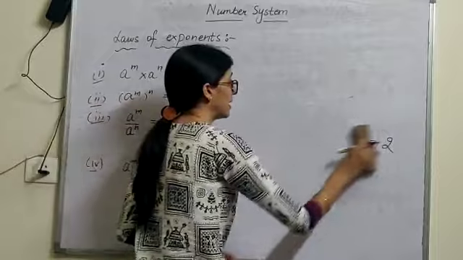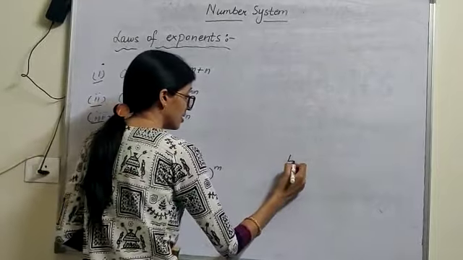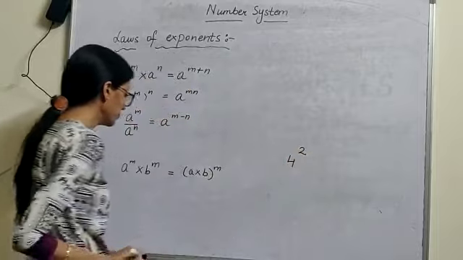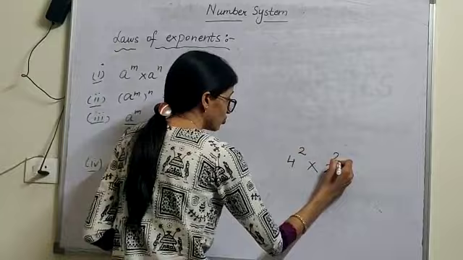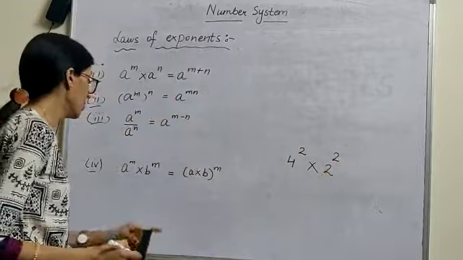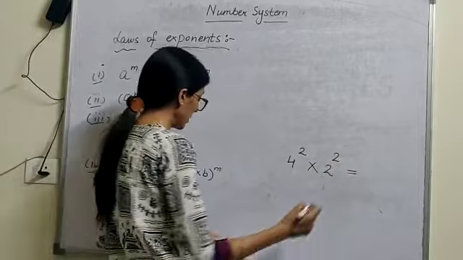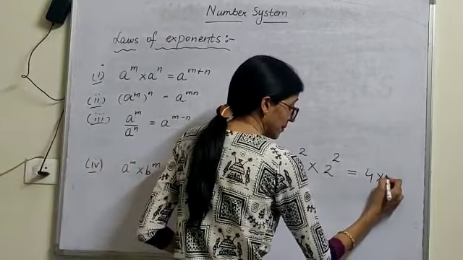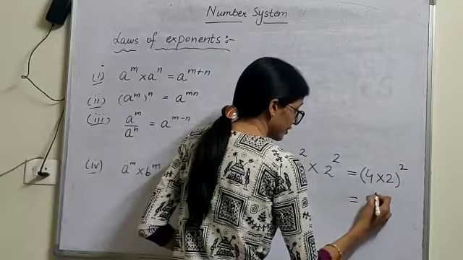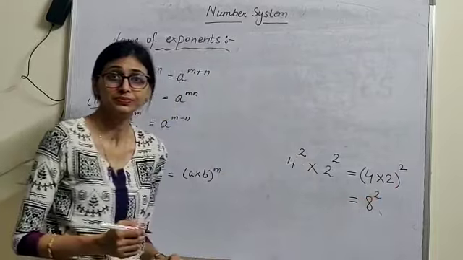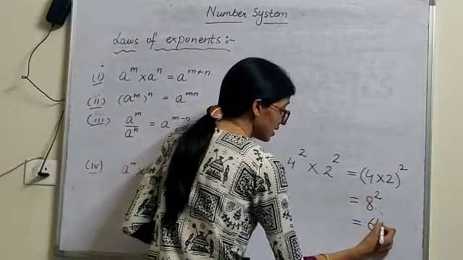Now the fourth part is, suppose 4 raised to power 2 multiply 2 raised to power 2. What will be the answer? The answer will be 4 multiply 2 whole raised to power 2, that is 8 raised to power 2, that is 64.